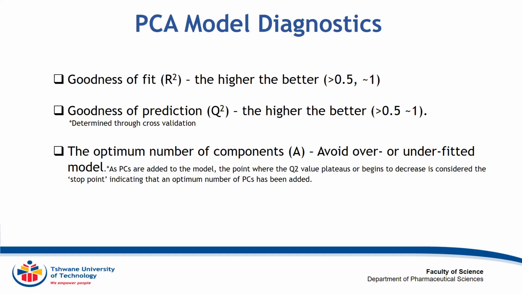Okay, and then we also look at the goodness of prediction, which is your Q-squared, and this value is determined through cross-validation. Once again, the higher the better. So you want your model to have a good prediction ability, so that if you're going to bring in new samples, the prediction has to be good. So the higher the better, 0.5 and going onwards.